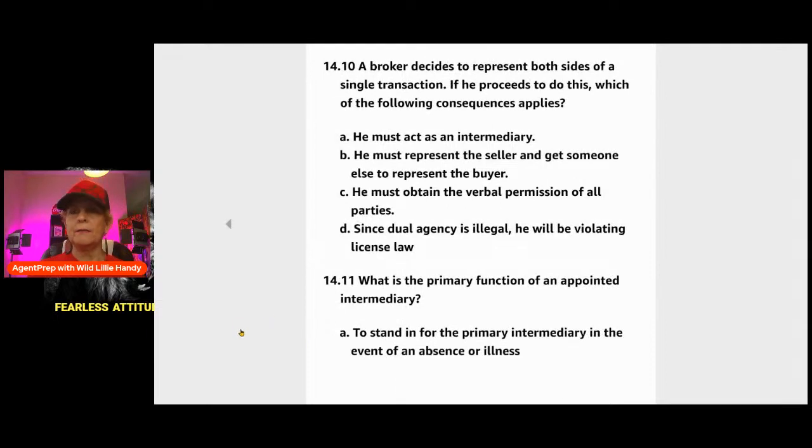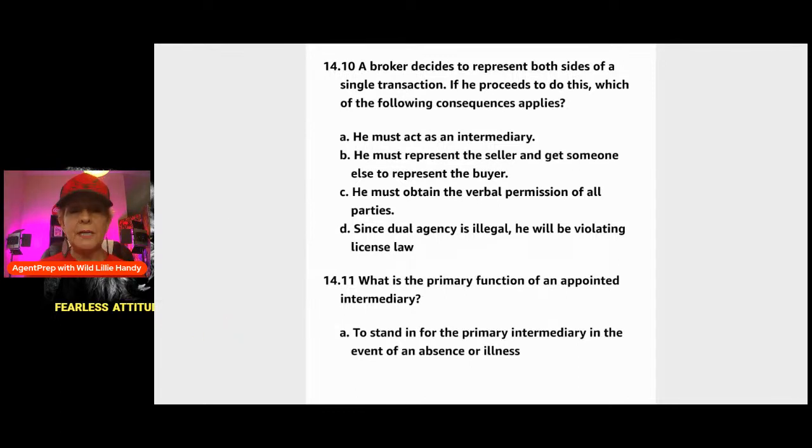Okay, number 10. And this will be our last one. We're at 2 hours now. A broker decides to represent both sides of a single transaction. If they proceed to do this, which of the following consequences applies?